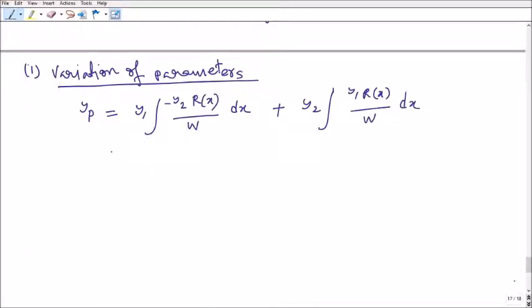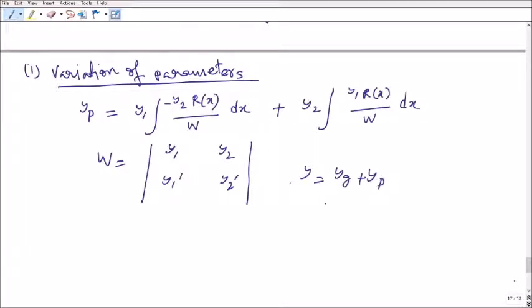So here w is the Wronskian, so w is equal to the determinant of y1, y2, y1 dash, y2 dash. So first we have to calculate w, then we have to find out yp, and then the complete solution is simply y equal to yg plus yp. So that is yg, that means c1 y1 plus c2 y2, plus yp. So this is the formula of solving a non-homogeneous differential equation using the variation of parameters.